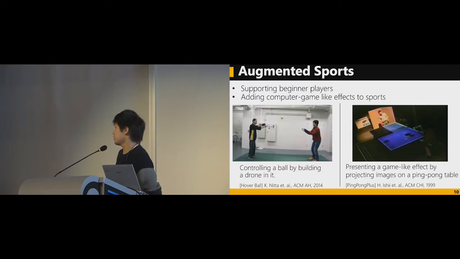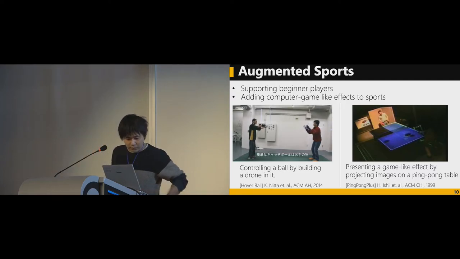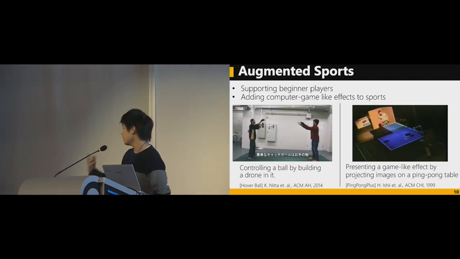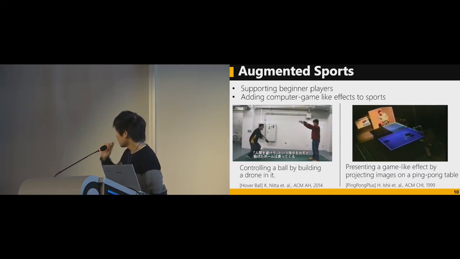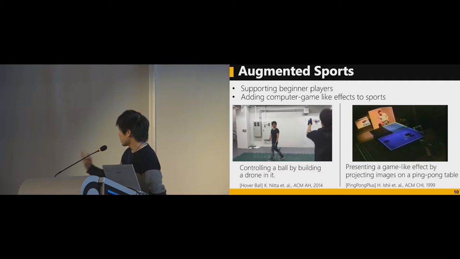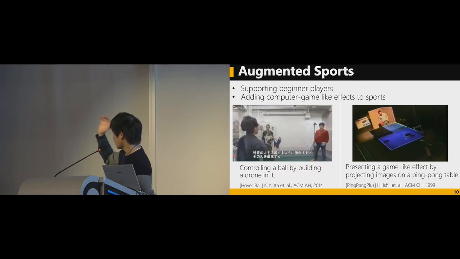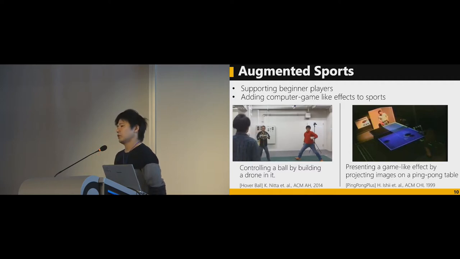Augmented sports is a very big research area, and there are two fundamental motivations. The first is supporting beginner players. The second is adding computer-game-like effects to sports. The left one is Hoverball. In Hoverball, the user can control the trajectory of the ball by building a drone in it, and the user can throw it selectively. The right one is Ping Pong Plus, which presents a game-like effect by projecting images on a ping-pong table.